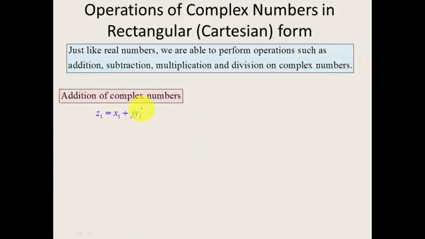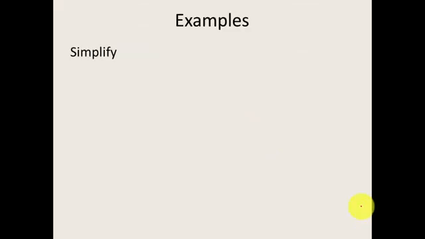If you're given Z1 and Z2, both complex numbers, and you would like to perform Z1 plus Z2, which means I would like to add the two complex numbers together, what we will do is take the real part of complex number 1, add to the real part of complex number 2, and then do the same for the imaginary part. So I get plus j, take the imaginary part y1 plus imaginary part y2. So the overall idea is to add the real parts together and add the imaginary parts together. Let's try an example.